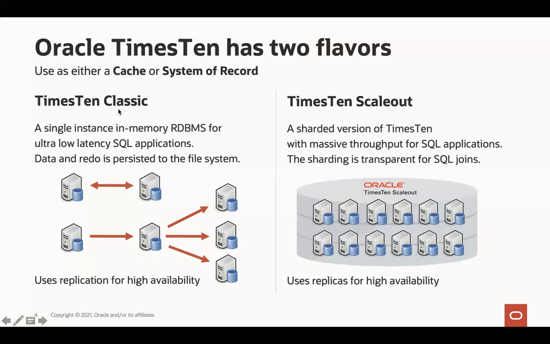So we've got two flavors, TimesTen Classic and TimesTen Scaleout. Both of these different flavors of TimesTen can either be used as a system of record or as a cache for your Oracle database. So two flavors, Classic or Scaleout, both can be used as either a cache or a system of record. So you've got lots of choice there.